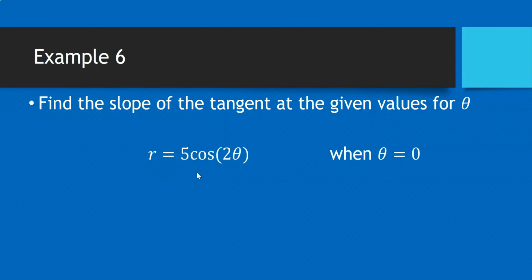So first off, find the derivative function for r equals 5 cosine 2 theta. And then when theta equals 0, figure out what that means. Go ahead and push pause and try that on your own.